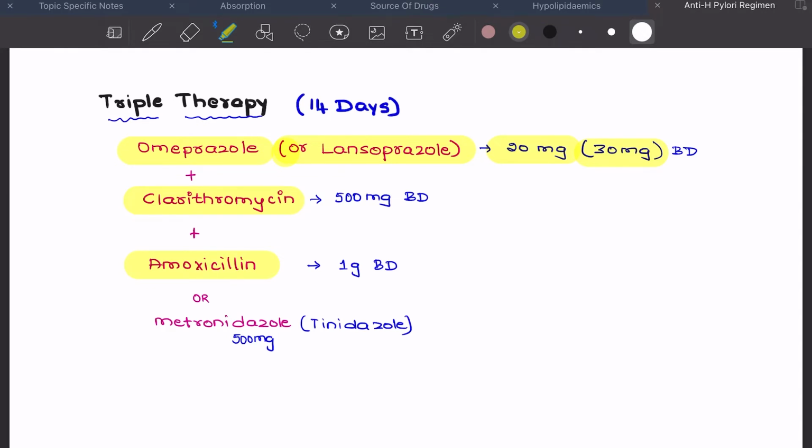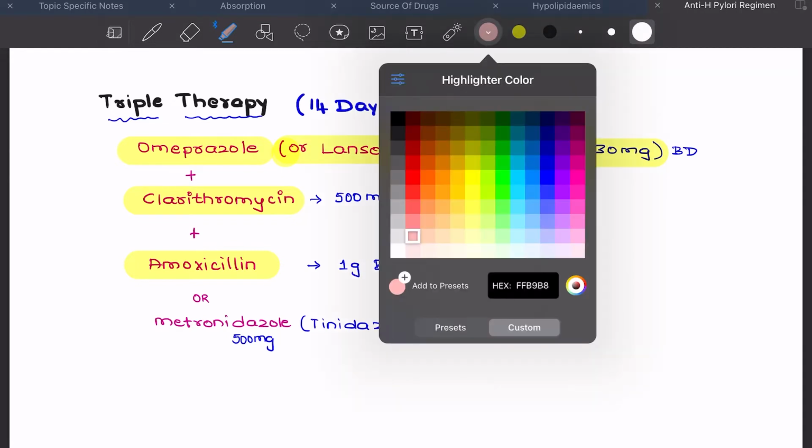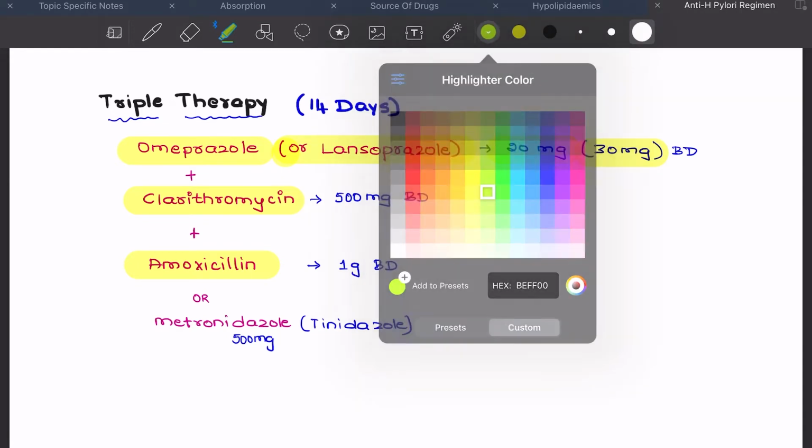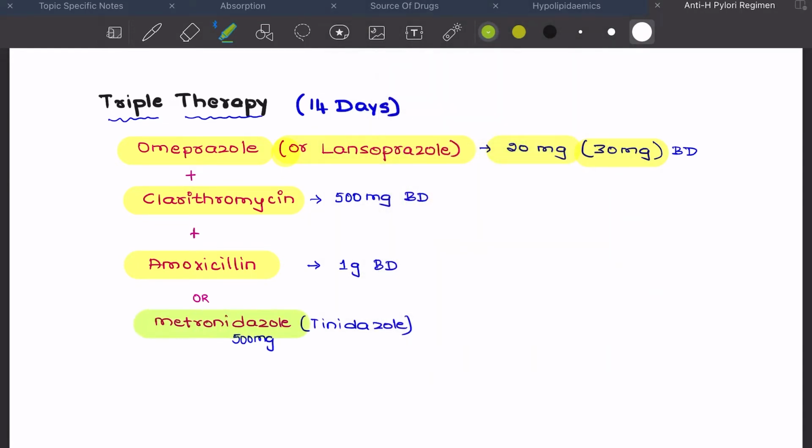If the patient is allergic to penicillin, then in place of amoxicillin, you can go for metronidazole or tinidazole 500 milligram.